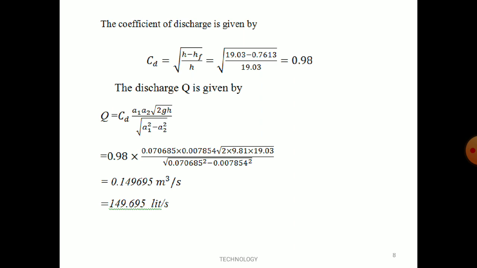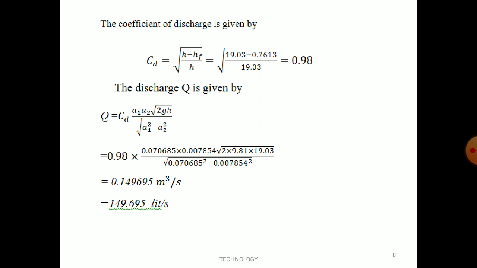Meter cube per second you can keep here only, or you can convert meter cube per second to liter per second, just by dividing by 10 to the power minus 3. When it goes to the numerator, it becomes 10 to the power 3. So 0.149695 into 10 to the power 3. So we get the value of Q as 149.695 liter per second. So there is the value of discharge. Here the CD value is not given, don't assume it. Instead of giving the CD value, they have given the value of friction head, that is head loss due to friction as 4% of differential head.